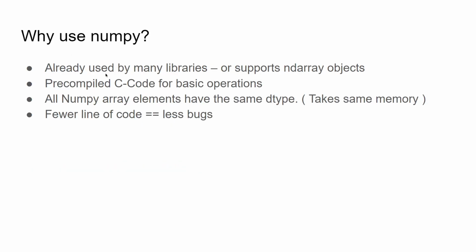So why use Numpy? First of all, it's a fundamental library and is used by many other libraries. It has precompiled C code for basic operations, which lead to very fast speed of operation. All the elements of a Numpy array need to have the same data type, which leads to less memory usage. Also, fewer lines of code will lead to less bugs.